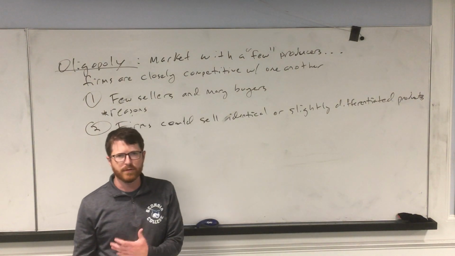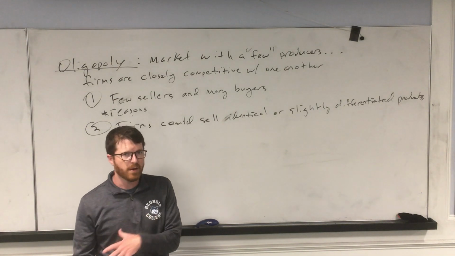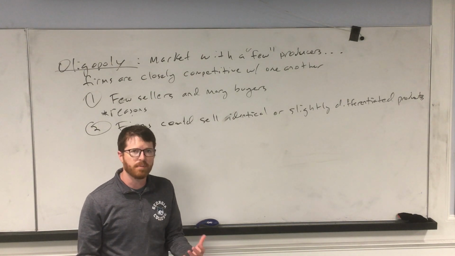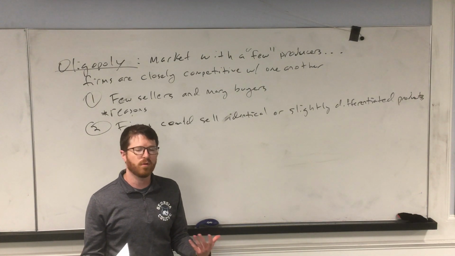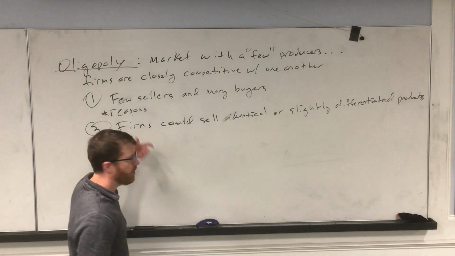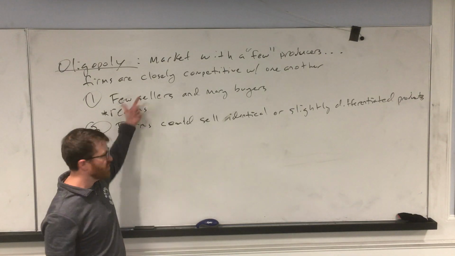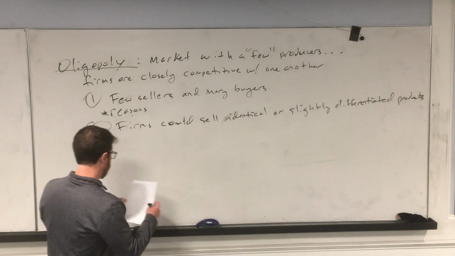In other markets, they might be selling the same thing. So for example, in oil, which we sometimes consider an oligopoly, oil is oil. It doesn't really matter whose oil it is, the quality is the same. So it's not so much about the types of products, it's just that there are a few producers in the market.